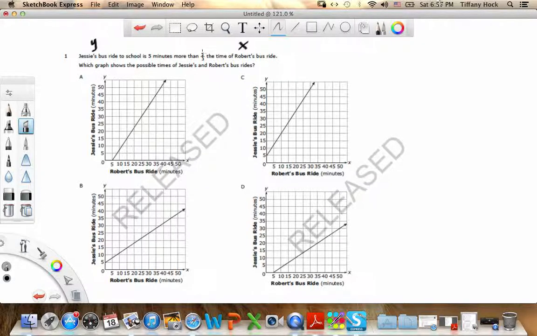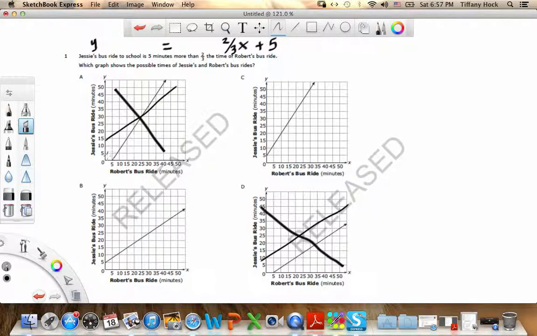So 2/3 the time of Robert's bus ride, so 2/3 of this X variable, Robert's bus time, and Jesse's ride is 5 minutes more than that. So we come up with an equation: Jesse's bus ride, Y, is equal to 2/3 the time of Robert's bus ride, X, plus 5. We're looking for a graph that has a slope of 2/3 and a y-intercept of 5. So we can cancel out D and A, because they don't have a y-intercept of 5.